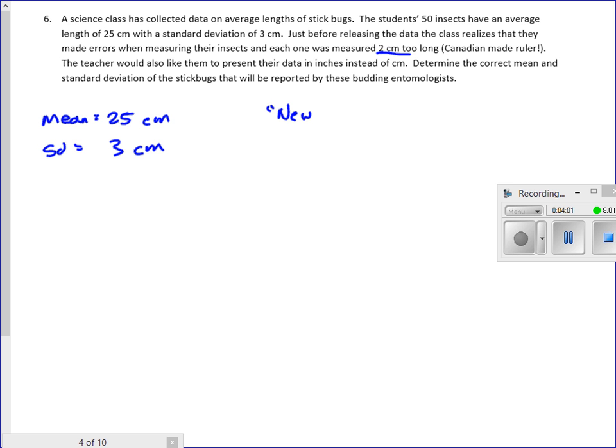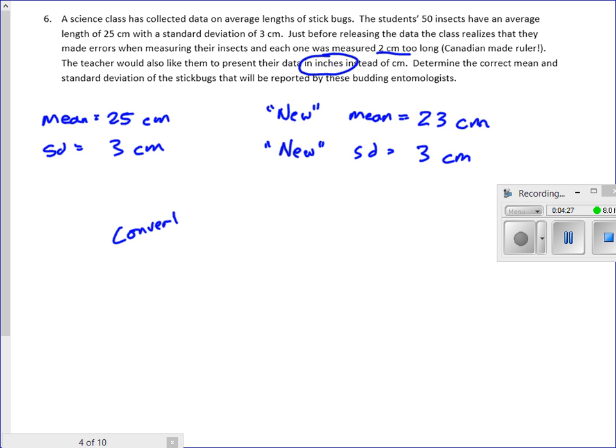So the new mean, well, we'll just subtract 2 centimeters. And then the new standard deviation, well, here's the thing. If everything slid down 2, then we're still at 3 centimeters. All right, so we've got a new mean and new standard deviation after we accounted for this Canadian ruler. And we also need to go ahead and make the conversion into inches. So we need to convert. And just as a heads up there, 2.54 centimeters in 1 inch.